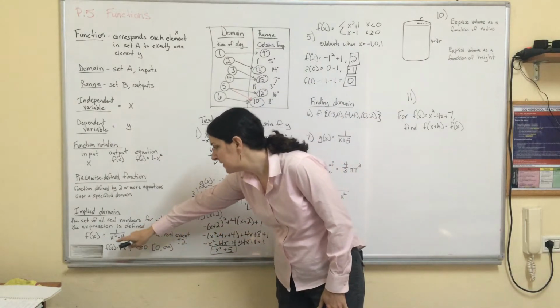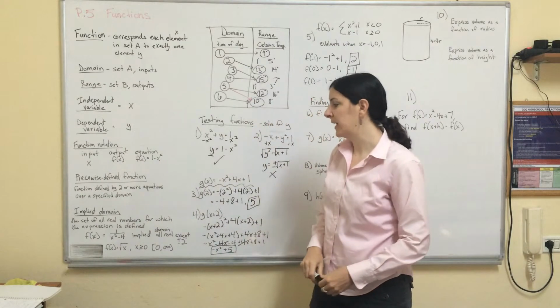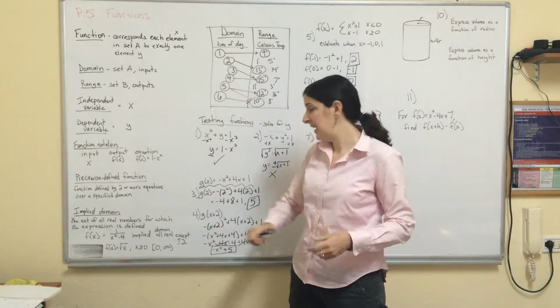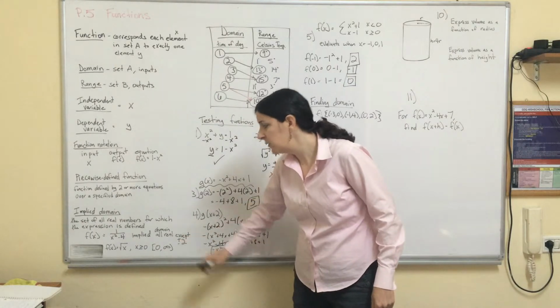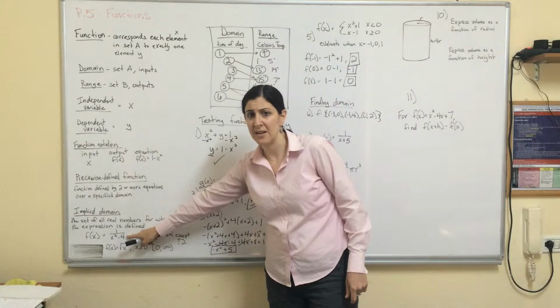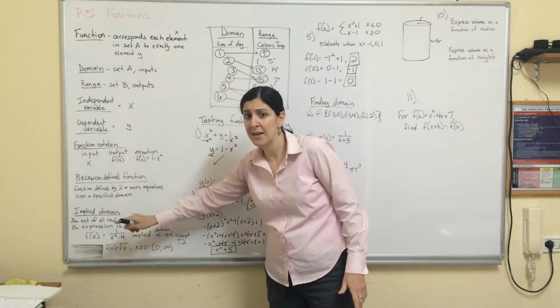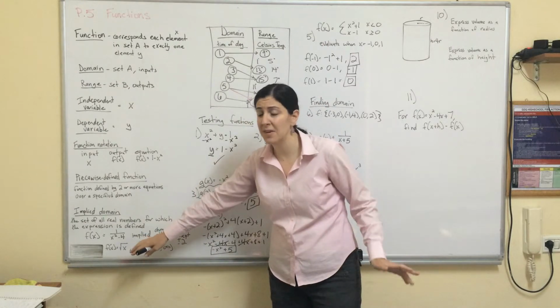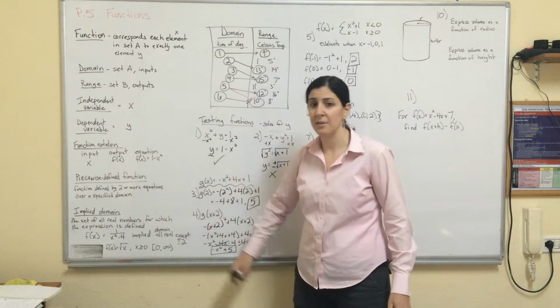So if we look at this, f of x equals 1 over x squared minus 4. Now we know x in this function cannot be plus 2 or minus 2 because that would make my denominator 0. We can't divide by 0. So an implied domain to this one, unless it's given otherwise, is going to be all real numbers except plus or minus 2.